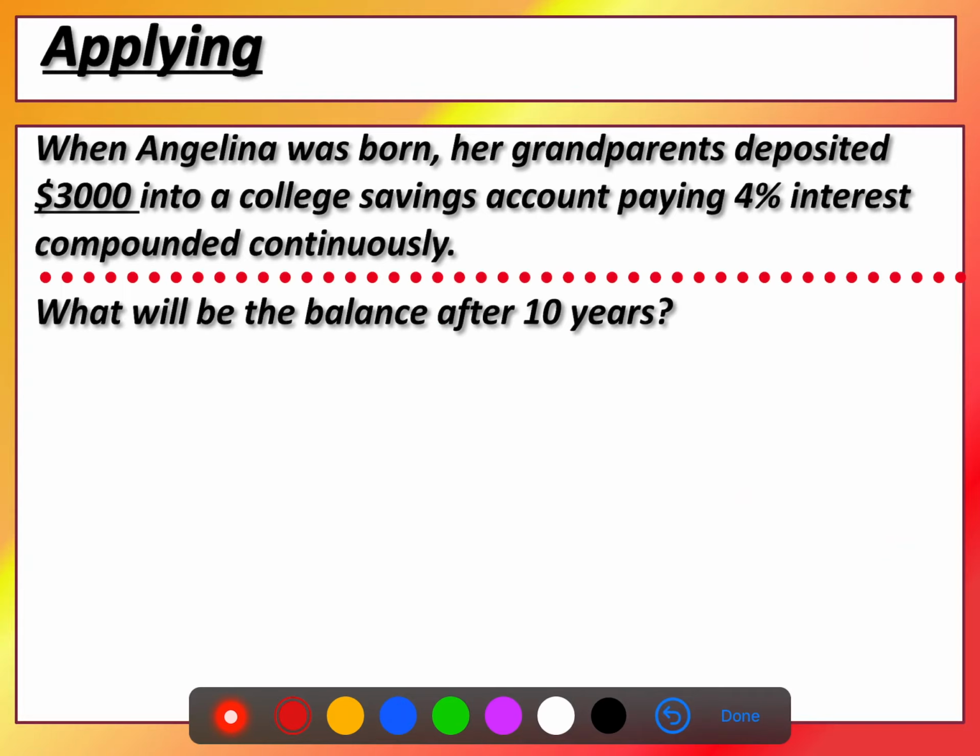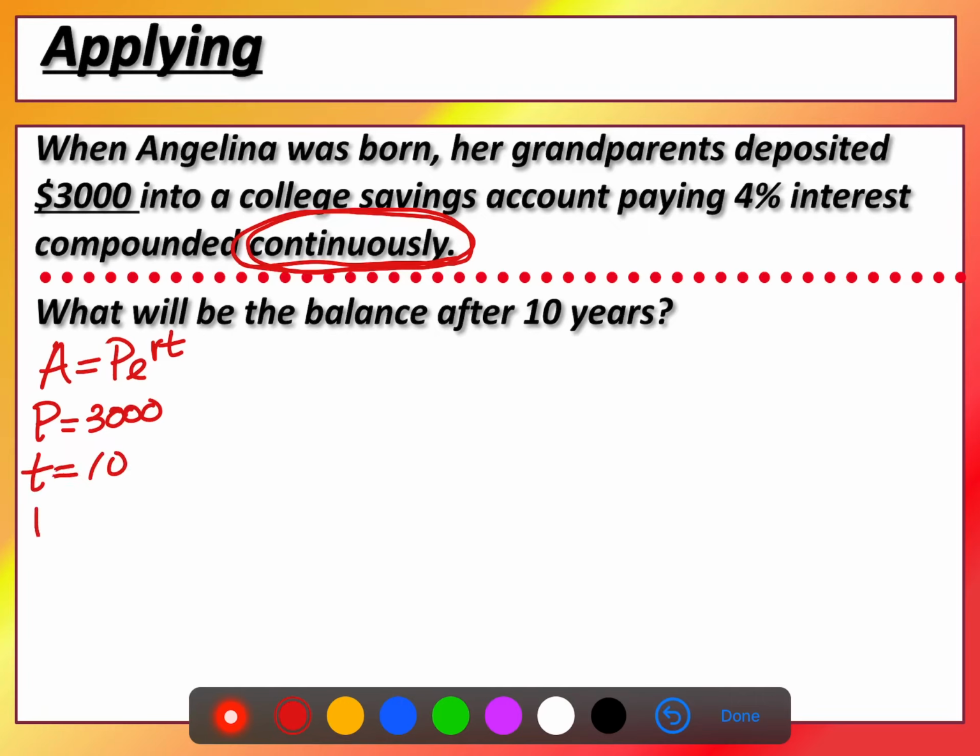So when Angelina was born, her grandparents deposited $3,000 into a college savings account, paying 4% interest, compounded continuously. Okay, so continuously is the key word that's going to tell us to use Pert. Okay, so the principal is $3,000. We want to know what is her balance after 10 years, and our interest rate was 4%.